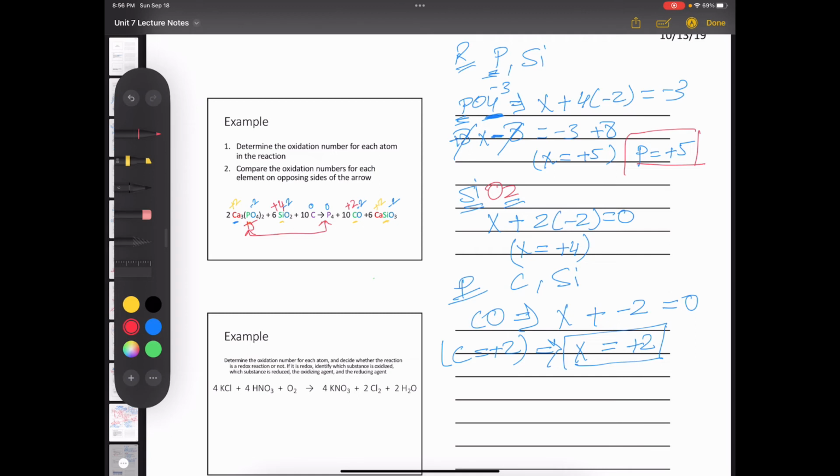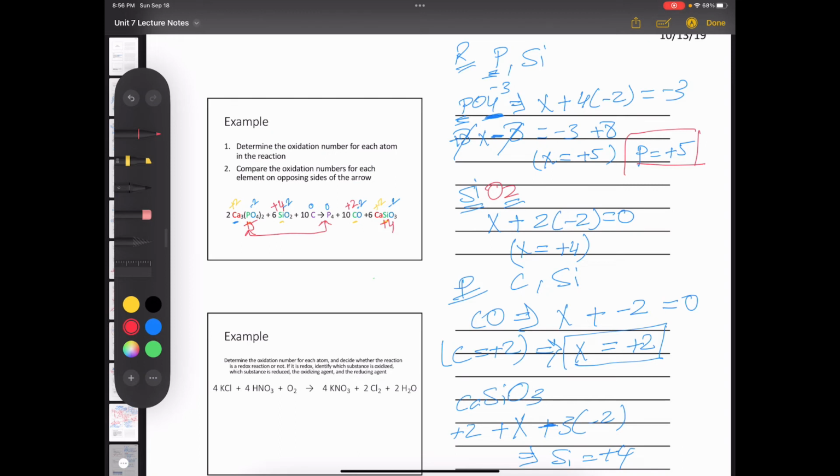For the calcium silicon oxide, all right, so it's CaSiO3. For the calcium, it's a positive 2. For the silicon, it's X plus 3 times negative 2. If you do the math for this one, the silicon oxidation number will be positive 4. So silicon will be positive 4. The oxidation number didn't really change. Okay, so what do we have here?